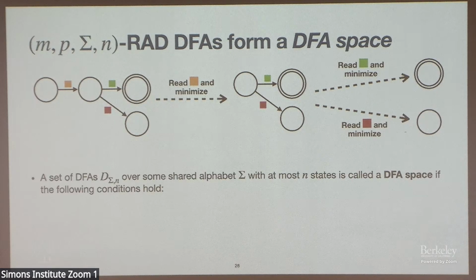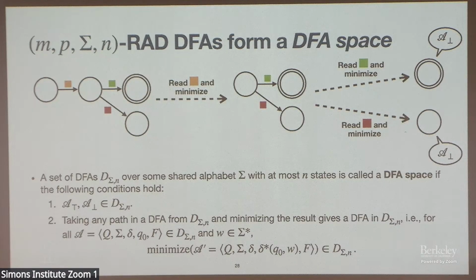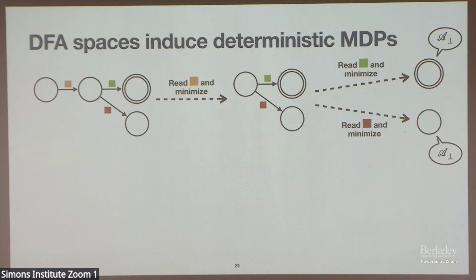So building on this intuition, basically we'll say a set of DFAs over some shared alphabet and with at most n states, they form a DFA space if I have these trivially accepting and rejecting DFAs, the sinks of the space, in the set. And if taking any path from a DFA and then minimizing the resulting DFA gives me a DFA from the set. So all these DFAs that I derived here, they should all be inside the set. So these DFA spaces almost trivially induce deterministic MDPs.